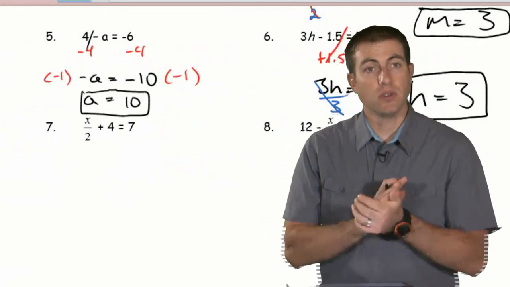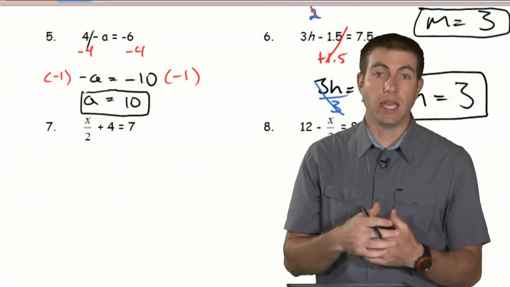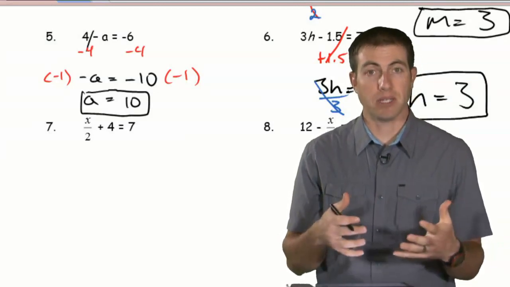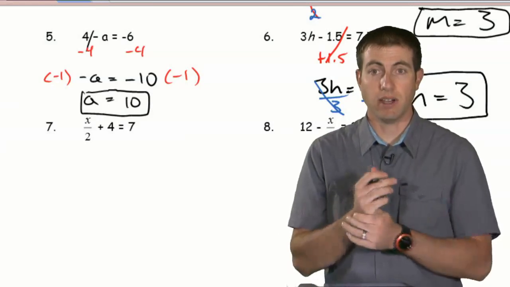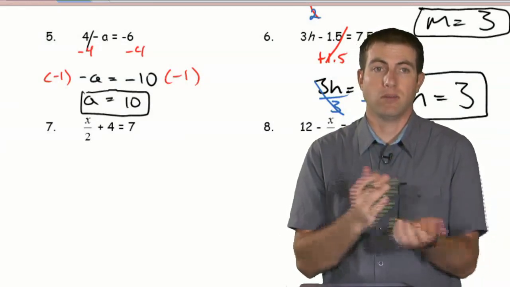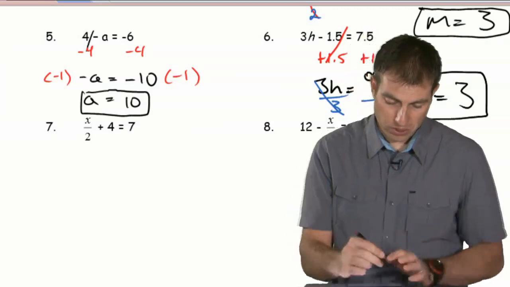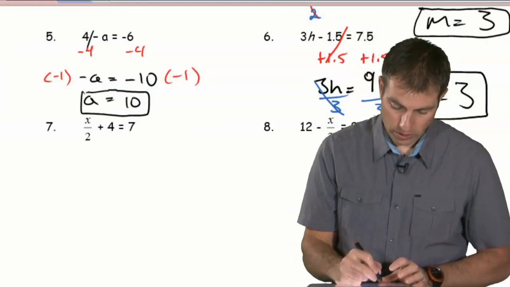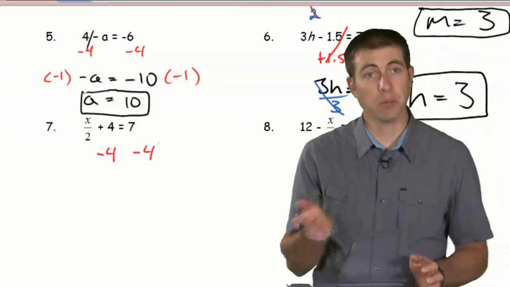Again, there's a couple ways to do these ones. Just sticking with what I've been doing is always getting the variable by itself first, and then I can deal with it from there. So in this case, it's x divided by 2, which is a fraction, and not everybody loves fractions, so that's okay. But what we're going to do is the same thing. We have this 4, and we want to move it to the other side to get the variable by itself.